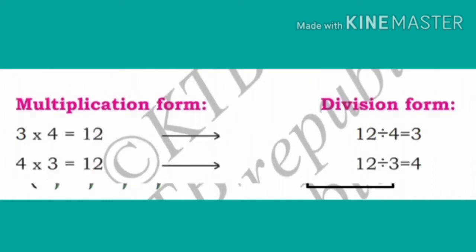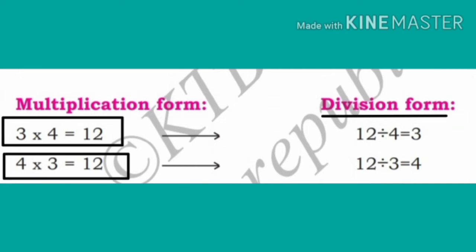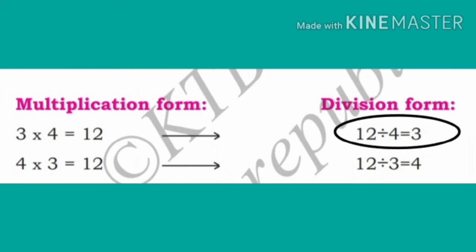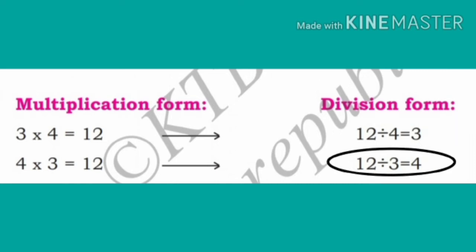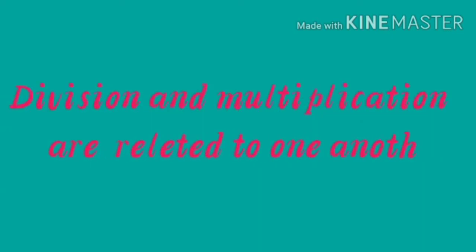Observe the multiplication form and division form. 3 into 4 is equal to 12. 4 into 3 is equal to 12. This is the multiplication form. Now 12 divided by 4 is equal to 3, and 12 divided by 3 is equal to 4. So every multiplication form has a corresponding division form. Therefore, division and multiplication are related to one another.